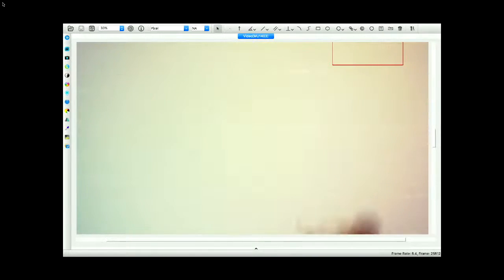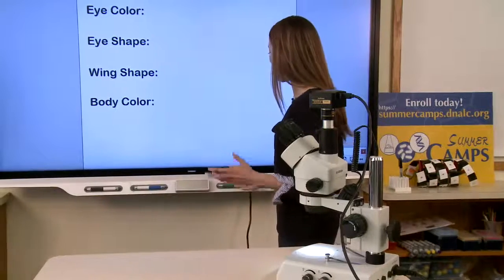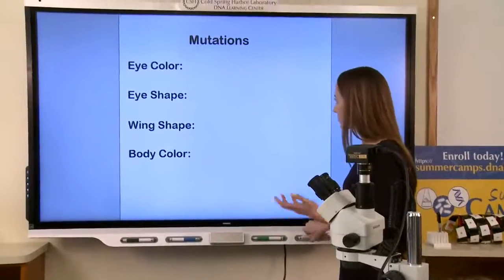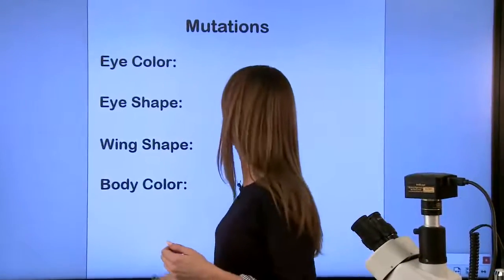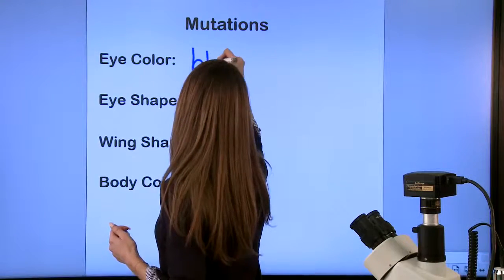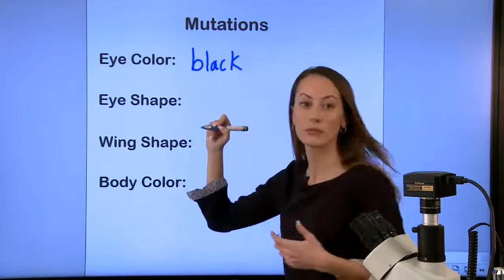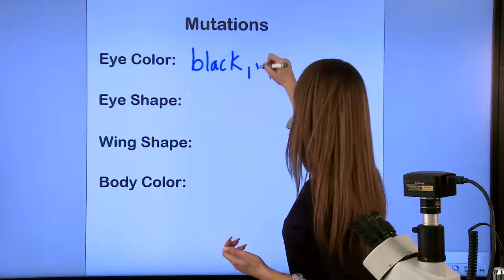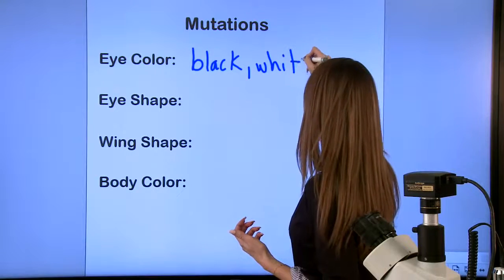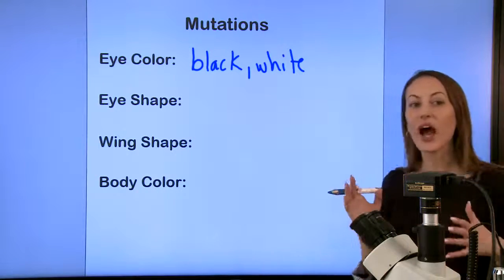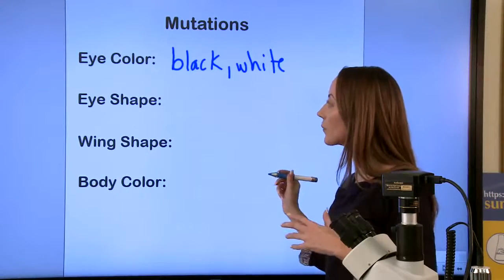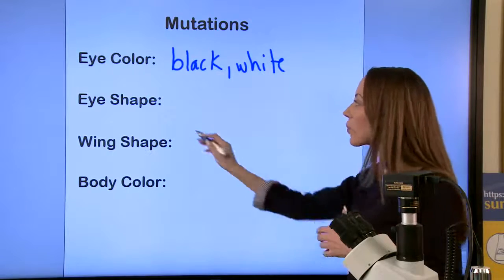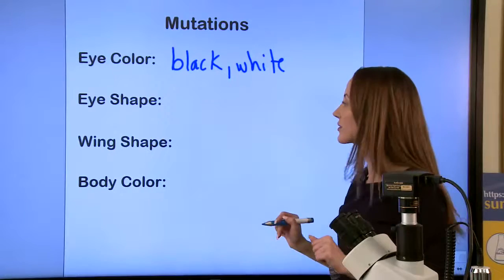All right, we are going to go back to our SMART presentation and let's fill in some of those things. Now we saw black eyes. And we saw, what was the other color we saw? We saw white. Now, in our observations, we didn't see any different eye shapes, but I'll show you some of those different eye shapes as we go to our next slide. But we just typically saw the round eyes.